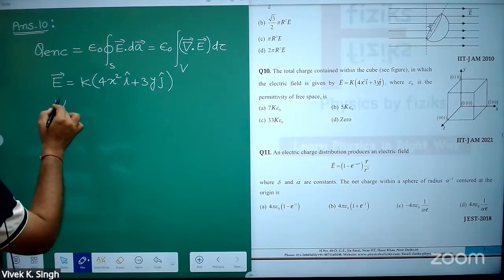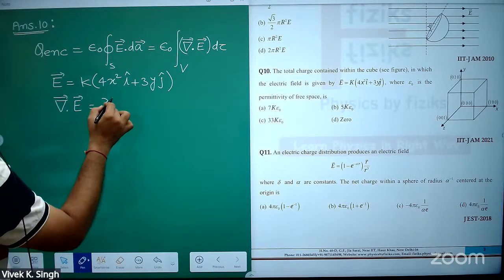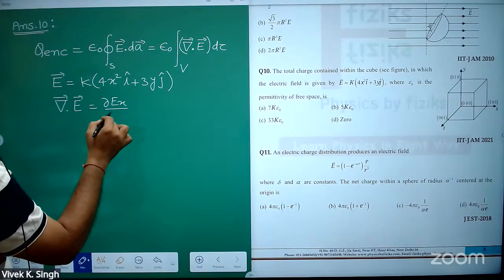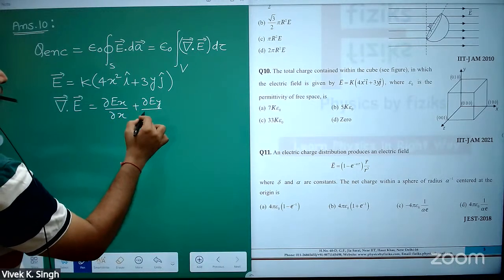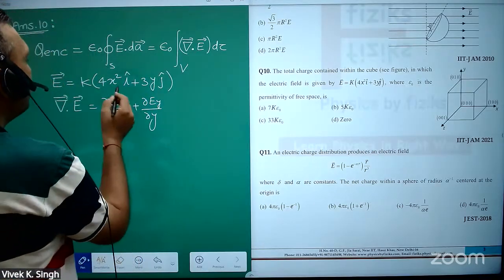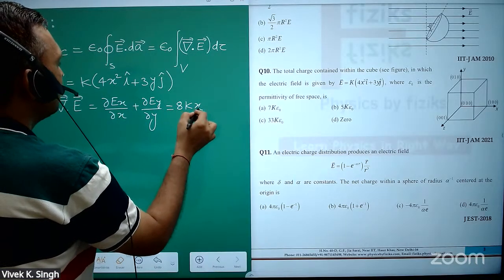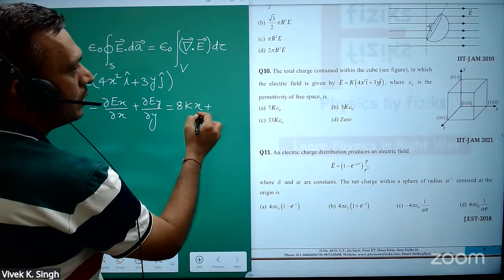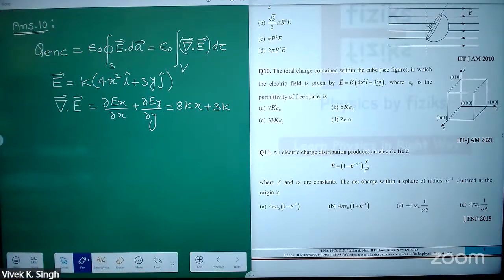So what will be the divergence of E? This will be simply del Ex by del x, the x component, plus del Ey by del y, the y component, because this is the x component, and the unit vectors are i cap, j cap. So this will be 8kx plus 3k. This is the divergence of E. Yes or no?